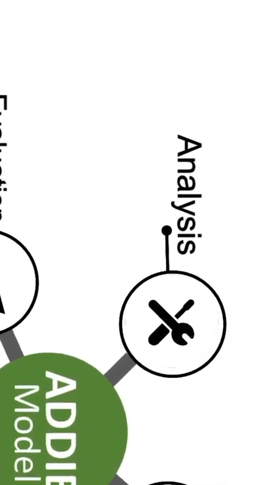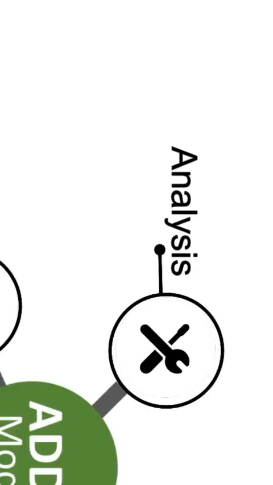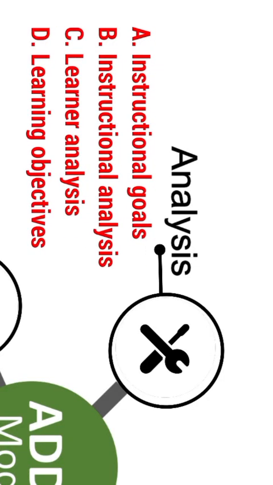So, to fully specify how teachers can benefit from the ADDIE model, we will take a look at the five stages it comprises. Let's discuss the first phase of the ADDIE model, which is the analysis phase. The analysis phase generally consists of four sub-phases: the development of instructional goals, an instructional analysis, a learner analysis, and the development of learning objectives.